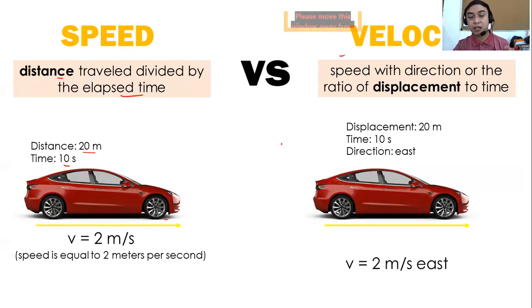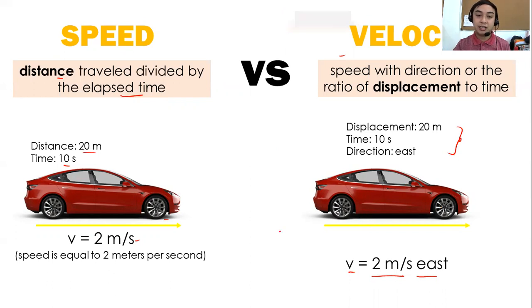Let's go to velocity. What is velocity? Velocity is the speed with direction, or the ratio of displacement to time. So there are three things that you need to know: the displacement, the time, and the direction. So according to the given, the displacement is 20 meters, then the time is 10 seconds. Direction is east. So how are you going to give the velocity? You are going to express the velocity by following this format. Velocity is equal to 2 meters per second east. It is just like the speed, but you need to indicate the direction because velocity is the speed with direction. So you need to give the speed, then the east. You need to use the given.